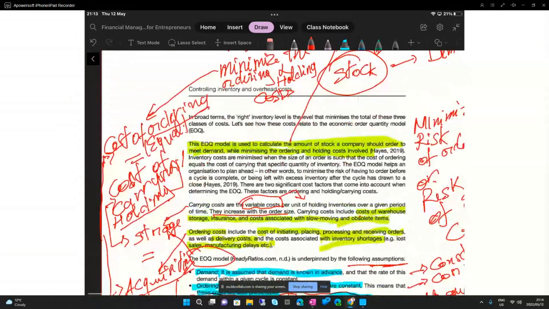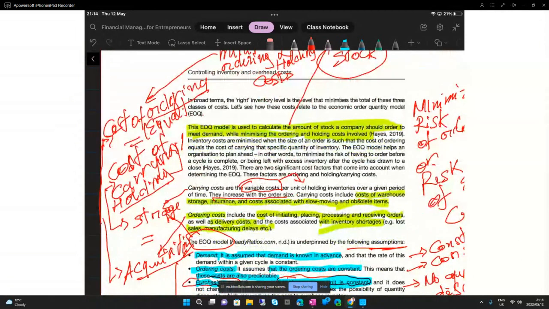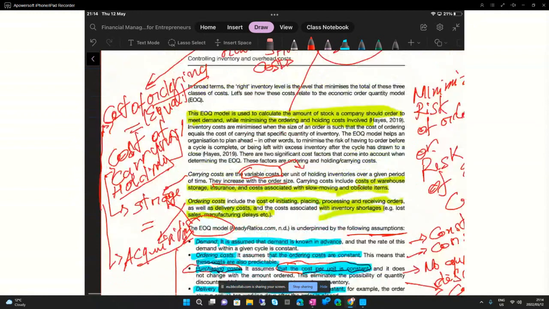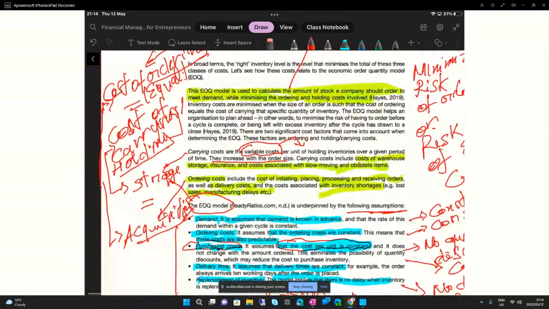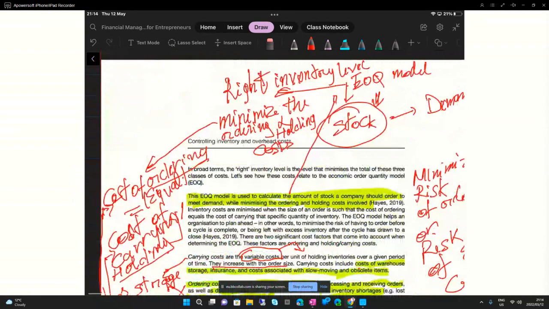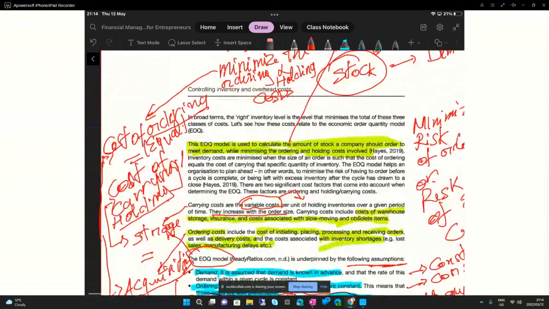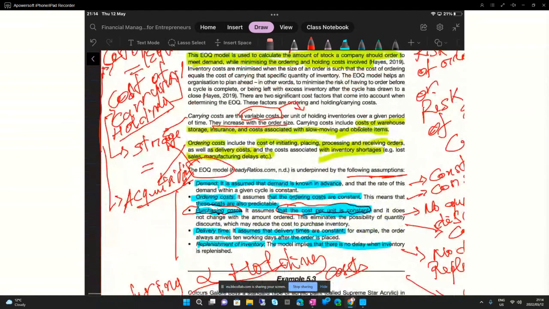And remember again, the ordering is the acquisition part, and the holding is the storage part, or the cost of carrying that particular inventory. According to the economic ordering quantity model, these two need to equal each other to find the right inventory level. The cost of ordering needs to equal the cost of carrying.